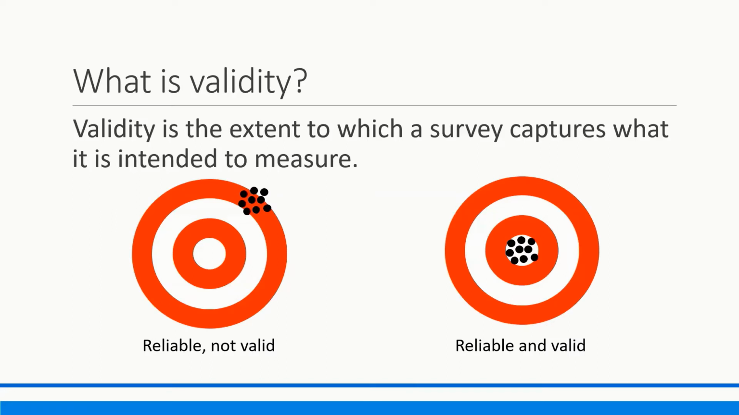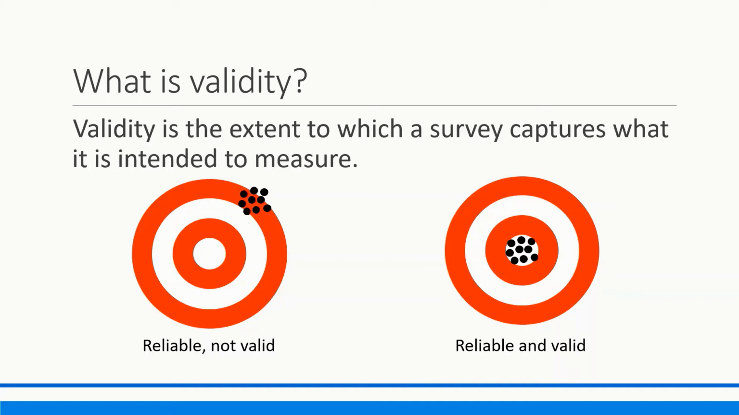So on the left here is an example of a measure that is reliable. The responses are consistent, but it's not valid. It's not focused in the center where we want it to be. And on the right would be a measure that is reliable. The responses are consistent, and it's also valid. The focus is right where we want it to be.